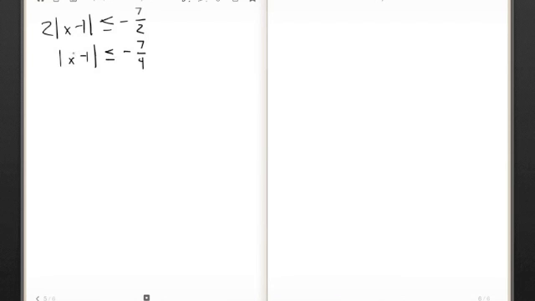How can the distance from 0 be less than or equal to a negative number? Well, it certainly can't be less than it and can't be equal to a negative number either. There is no solution to this inequality. I always like to throw that in there.